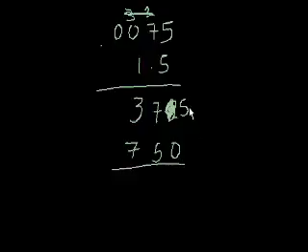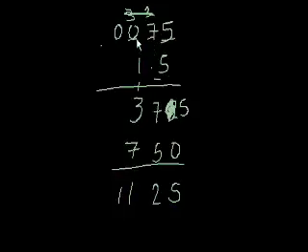We say 5 plus 0 is 5. 7 plus 5 is 12. 1 plus 3 plus 7 is 11. So we got our answer. Now we just have to count the decimals. So here we have 1, 2, 3, 4, 5 numbers behind the decimal points. But in our answer, we only have 4 digits. So how can we get 5 numbers behind the decimal point?